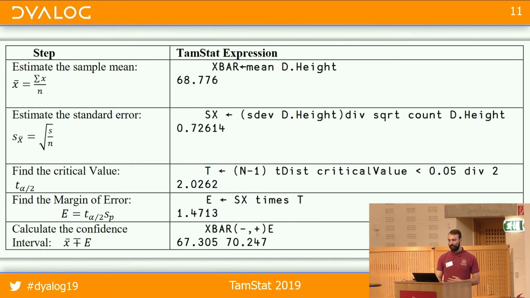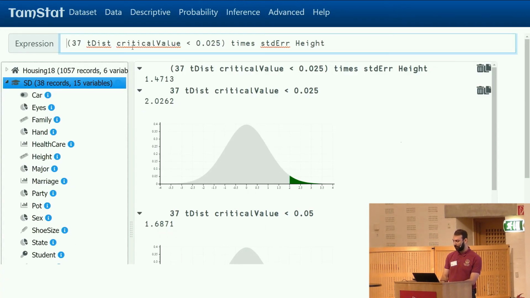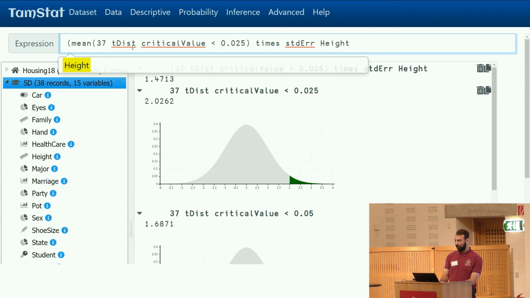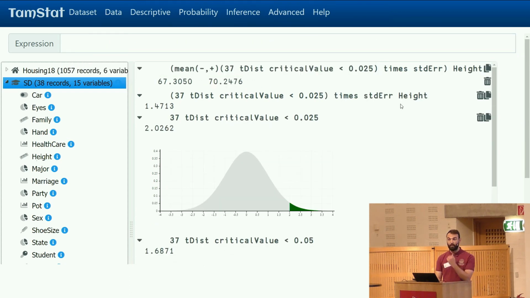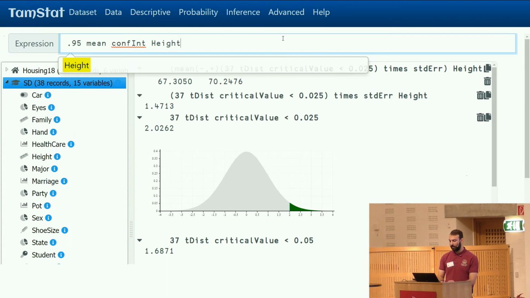And lastly, the definition of the confidence interval, which is the mean plus or minus that margin of error. So I can actually construct this quite nicely using a train, which is mean, minus, and plus. And then if I wrap this around, there's our 95% confidence interval. And you can see that's the exact same as if I do 0.95 mean conf int height.